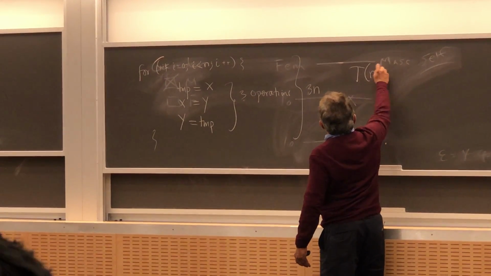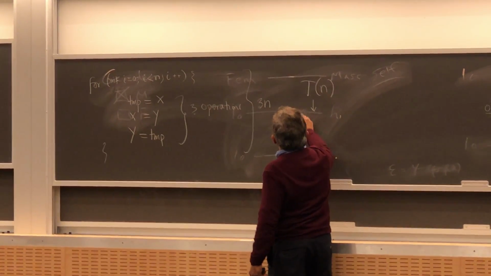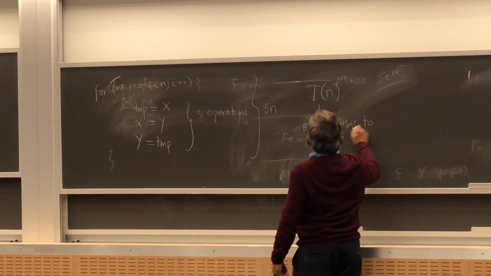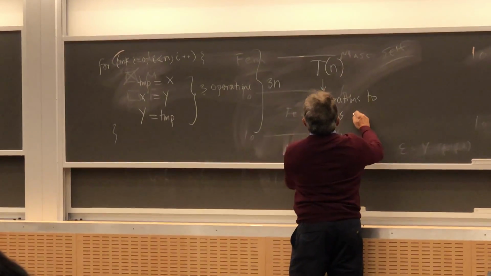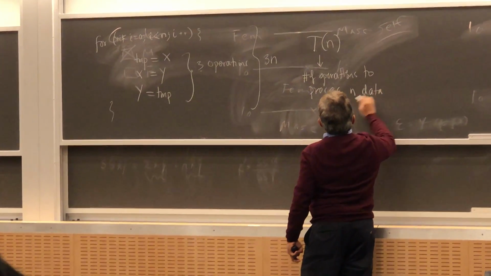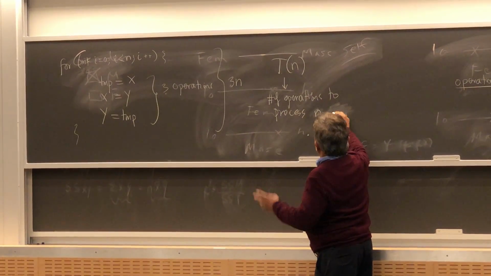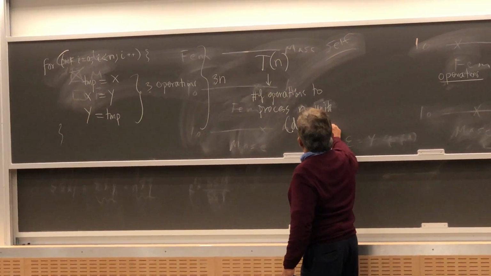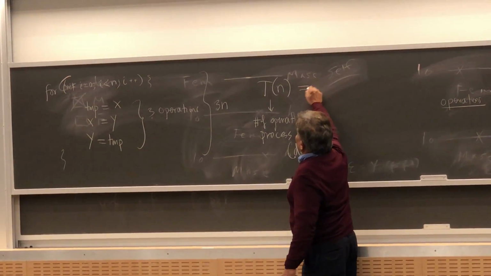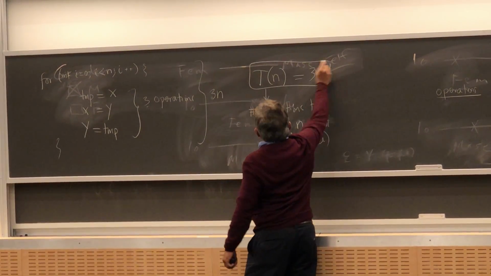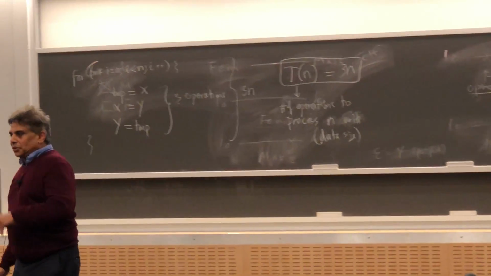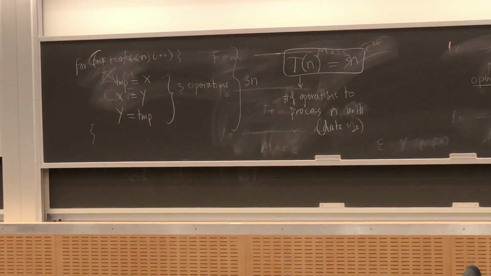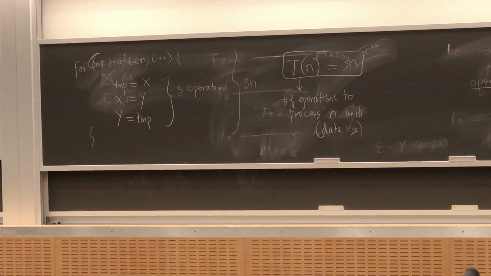I think you saw that the other day too. Let Tn be, let's call it, the number of operations to process n data. Okay, n units, let's call it units or data size. So in this case we can say Tn is equal to 3n. All right. So what we are saying is that the number of operations for this particular algorithm is 3 times n.